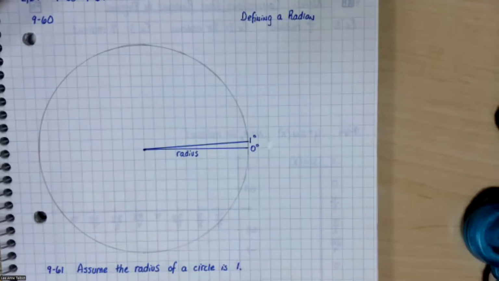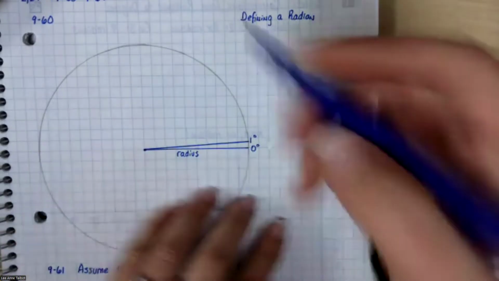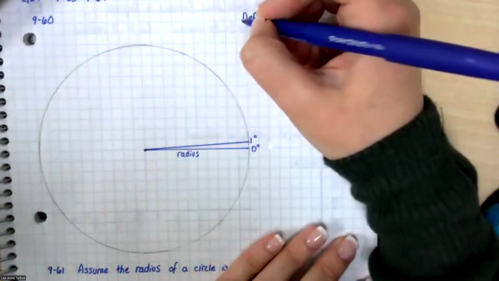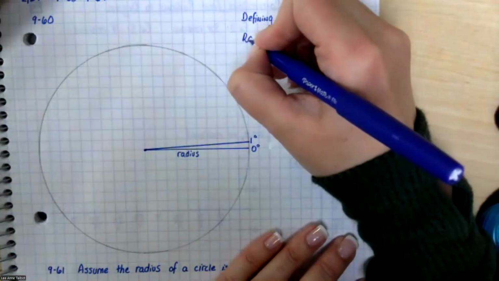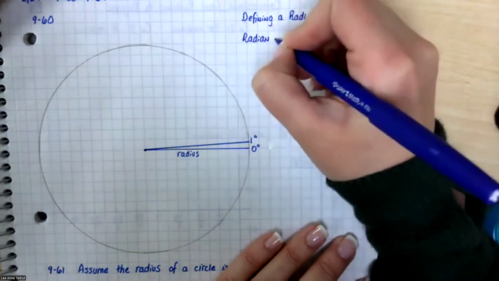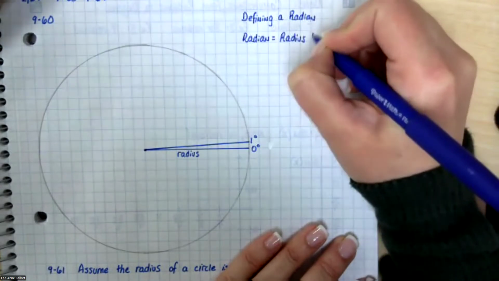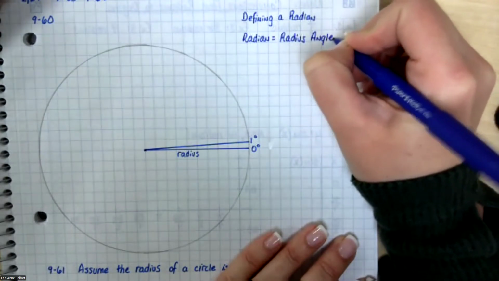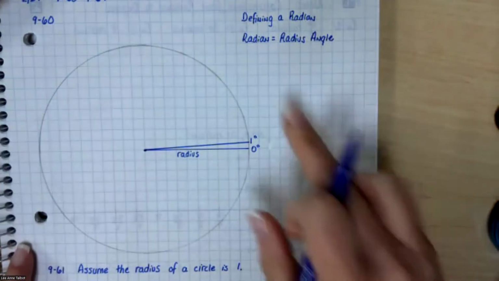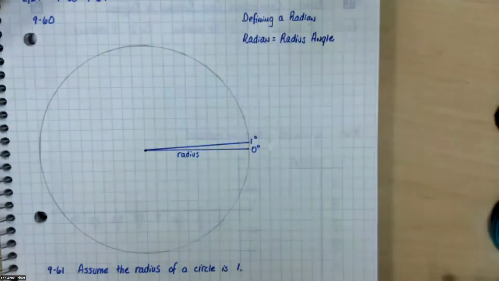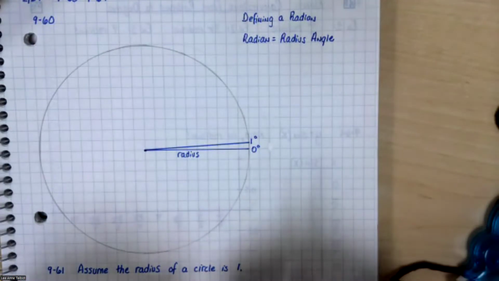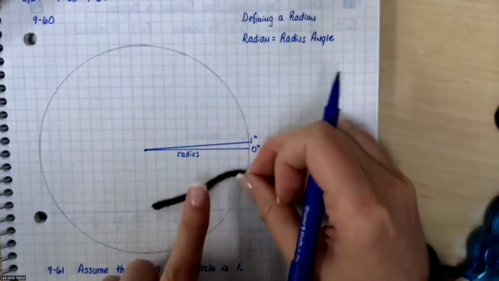Okay, my goal is to contrast that with what a radian is. So you're going to get to watch me struggle, and this is going to be fun for you. So a radian equals radius angle. So the word radian means radius angle, and this is going to be fun. So watch your teacher just completely screw this up. It's going to be awesome.